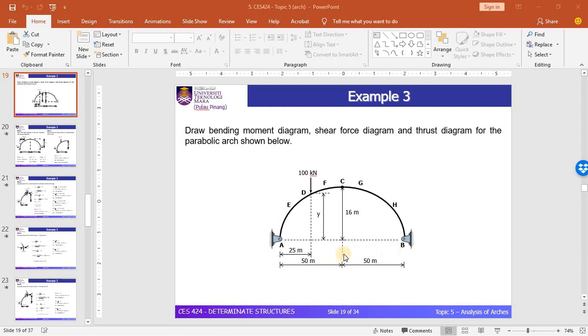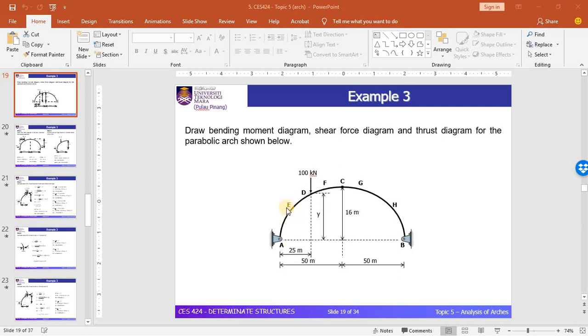Based on this example, you can see that we have a 100 meter span of arch, which is pin supported at A and B, and this arch is loaded by a point load at point D with an amount of 100 kN. This load is located 25 meter apart from support A, and given that the h of the arch is equal to 16 meter.